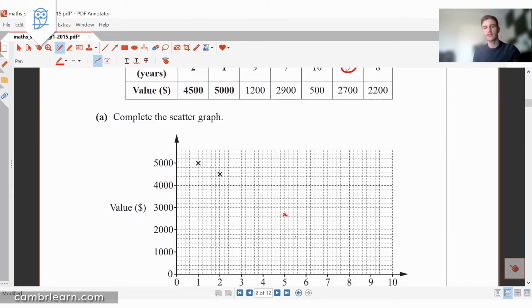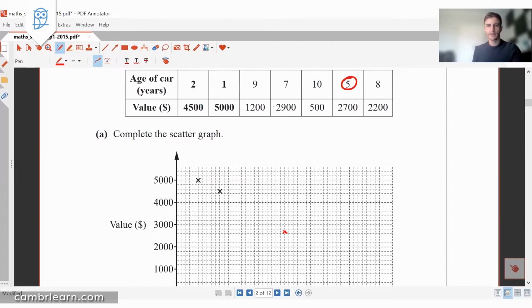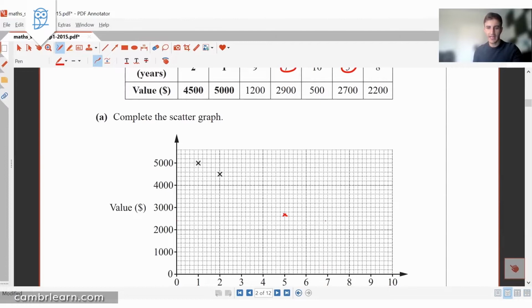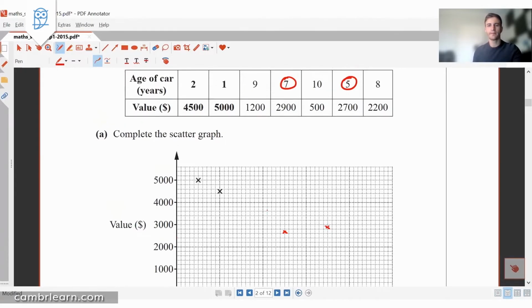So this is 2,700. So I can see that these are actually divided up into 200. So this is just 2,200, 2,400, 600, 800. So 700 is right there in the middle. Okay, so that's my first one. So we'll do 5, and then we can do 7. So 7 is 2,900. Okay, so here's 7, and 2,900 will be right about there. Okay, so that's actually 200 more.